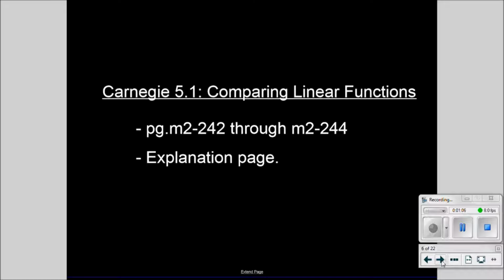Okay. So let's get started with where we're going to be. We're starting at Carnegie 5.1, which is comparing linear functions. And that's going to take us to page M2-242. So we're going to do 242 first, then 43, look at 44 a little bit, and then at the end, like I said, you're going to be explaining some things, showing your work and explaining it on an explanations page. So I'm going to meet you guys over at M2-242.